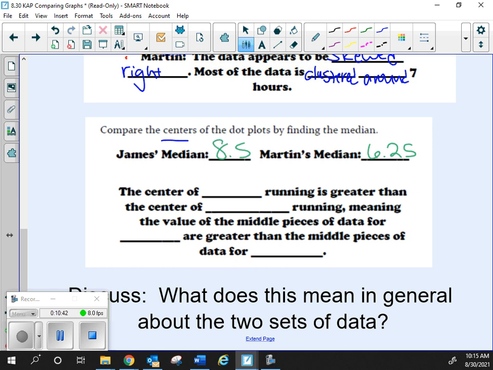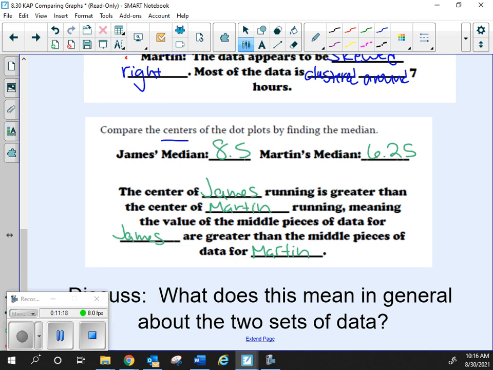The center of blank running, so the center of who's running is greater than the center of who's. Who is greater than who? Philip. The center of James is greater than Martin. Meaning the value of the middle pieces of data for blank are greater than the middle pieces of data for blank. So, of who? Greater for James. And Martin. Okay? Very, very good.